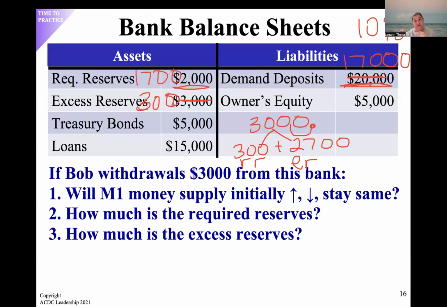My brain likes doing it the first way. Just split it before you start and take it out of each category rather than adjust it from demand deposits and then readjust your required reserves and excess reserves. But whatever process works for you, you do you. All you got to do is come up with the right answer. Okay, so now after we withdraw the $3,000, we have $1,700 in required reserves to meet that 10% reserve requirement. And then what do we have left over? We have $300 left over in excess reserves. Okay.